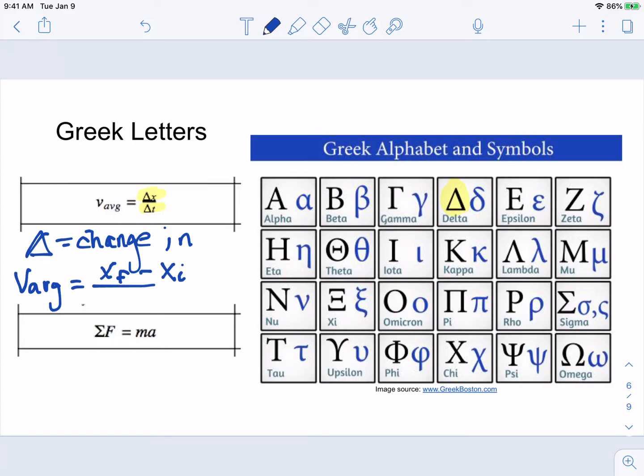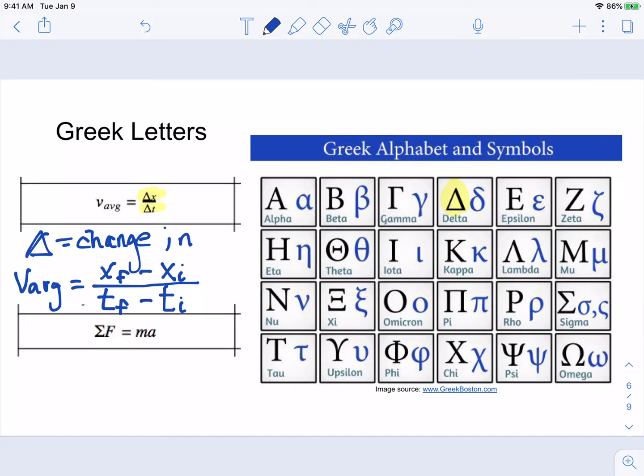So I'm sure you can guess, in the denominator, there's a delta t. That means the change in time. So instead of writing delta t, I'm going to take the final time minus the initial time. So that capital delta you will see all year through a physics course, and it means change in. Always the final thing minus the initial thing.